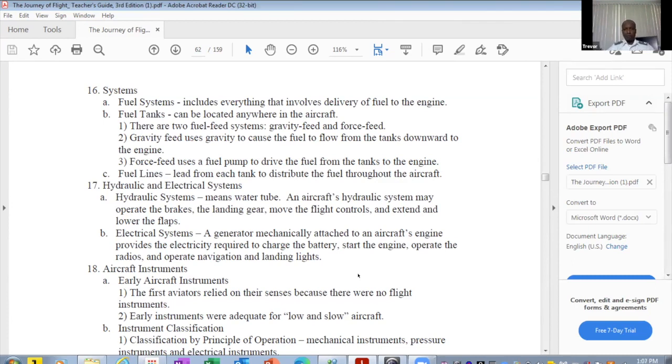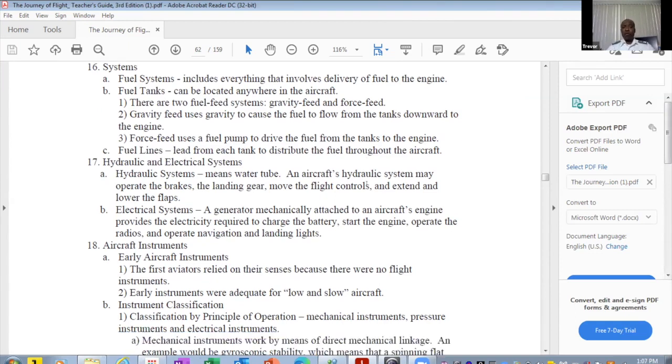So we have gravity feed, and we have force feed. Force feed is when we have an engine-driven fuel pump or some sort of fuel pump. Most aircraft will have two types. You have the engine-driven fuel pump, and then you have an additional fuel pump that will prime the engine or feed the engine with fuel. And it does that through the fuel lines, distributing the fuel through the fuel lines.